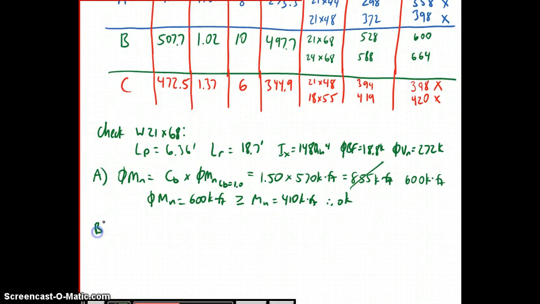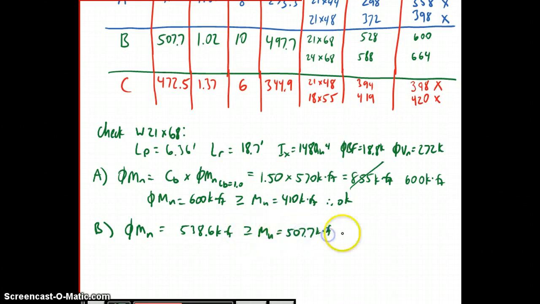Now for segment B, we're going to do the same thing. Phi M sub n is equal to C sub B times the value of phi M sub n you'd get from Table 3-10, and we'd find out that we would get 538.6 kip-feet, which is greater than or equal to Mu of 507.7 kip-feet, therefore we're okay.